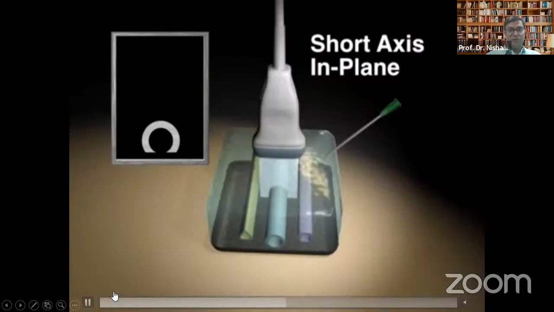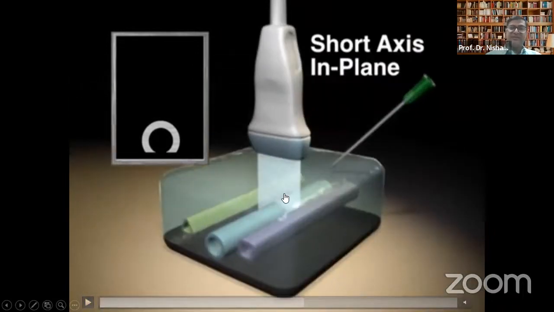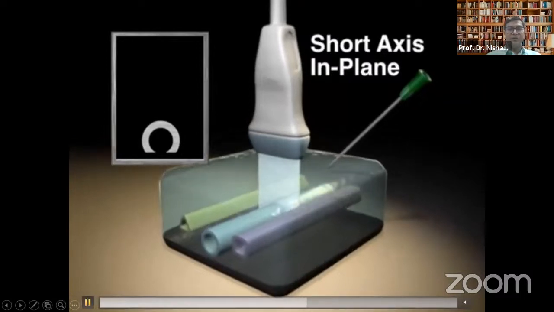And when we move next, now the axis remains short only. That means the tissue that we see is transverse only, but the direction of the needle is now in plane. That is, it corresponds to the long axis of the probe. Now let us see how this appears.